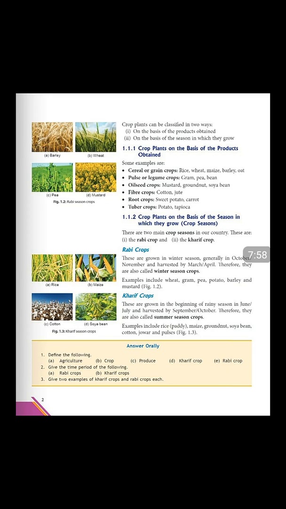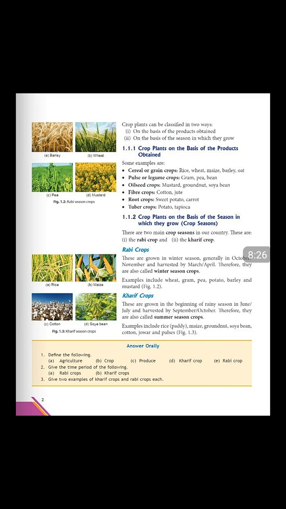Near Diwali, you know that your paddy is harvested, and at the end of November we grow wheat. So it is generally sown in the month of October or November and harvested in March and April. As we all know, wheat is now at its peak, and we are going to harvest it in the next month or this month. Therefore they are called winter season crops or rabi crops.